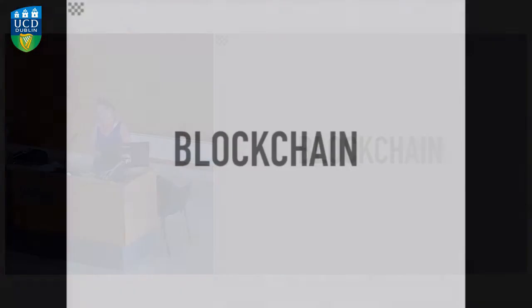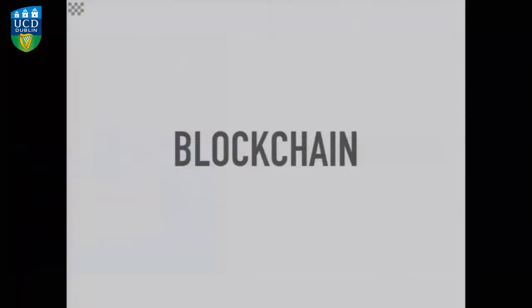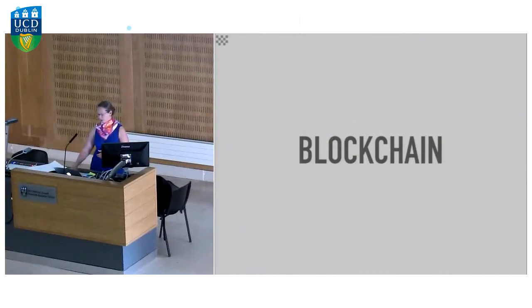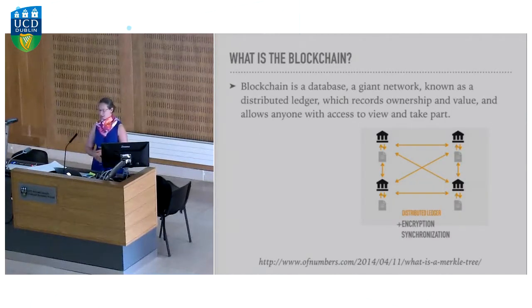So that brings us to the blockchain, which is the last piece of technology we'll talk about today. And the blockchain is basically a database. It's a database technology, a giant network that is a distributed ledger that's all encrypted. So if you have access to a particular blockchain, you can put data in, you can take data out, but it's all encrypted, you can't change it.